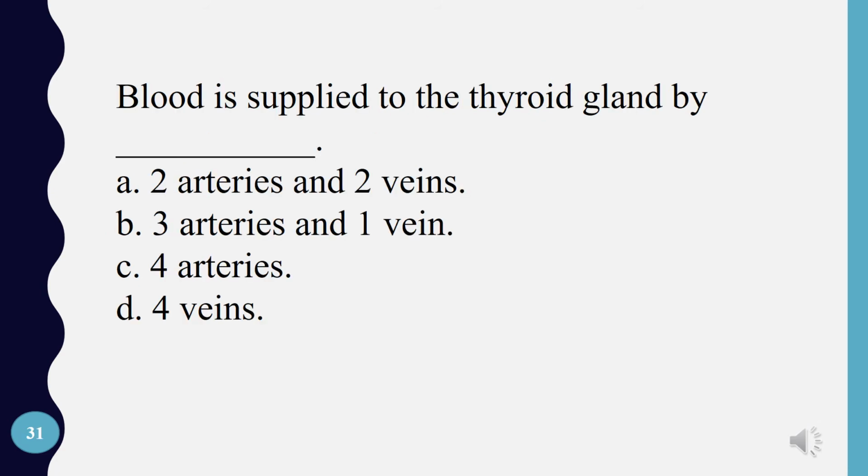Blood is supplied to the thyroid gland by how many vessels? A. 2 arteries and 2 veins. B. 3 arteries and 1 vein. C. 4 arteries. D. 4 veins. The answer is C. 4 arteries.